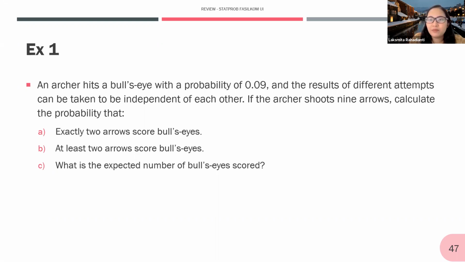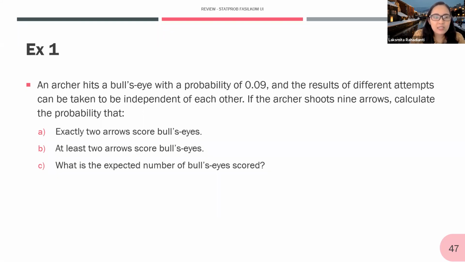Anyone? What type is this? Oh, I see someone said geometric. Not quite. Oh, I see chats. Okay. So I have some answers here. Let's try to go through it together.